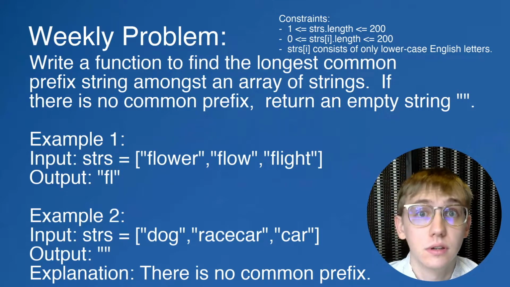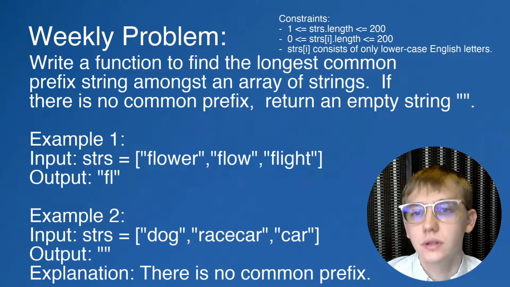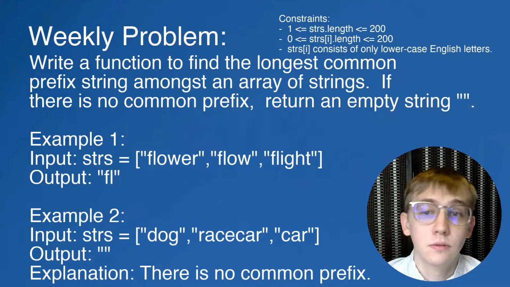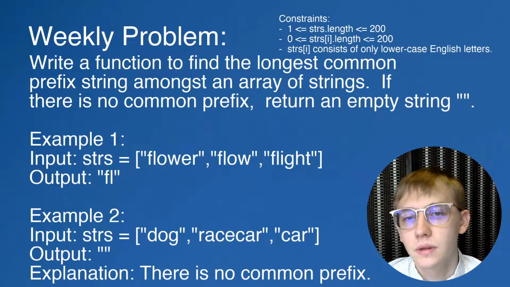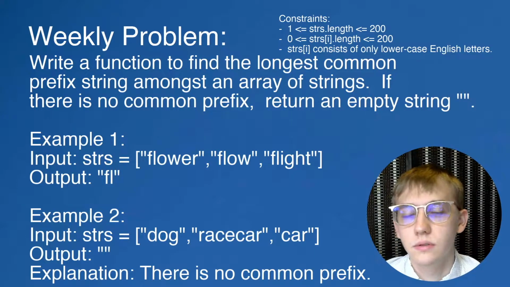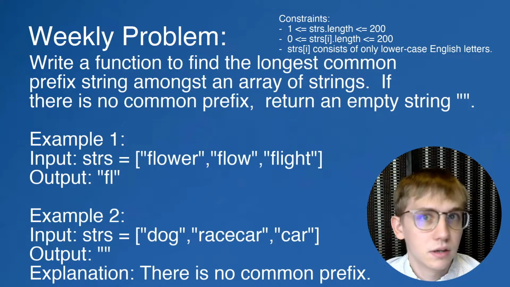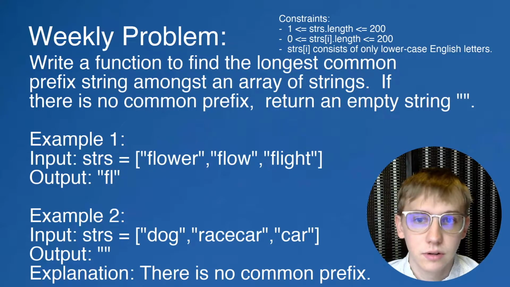And so we'll go to the first example. The input, strs, is equal to flower, flow, and flight. The output would be "fl", because flower, flow, and flight all start with "fl". If you look over at flower and flow, they also have "o"s that are common, but flight does not, so it ends there and we return "fl".